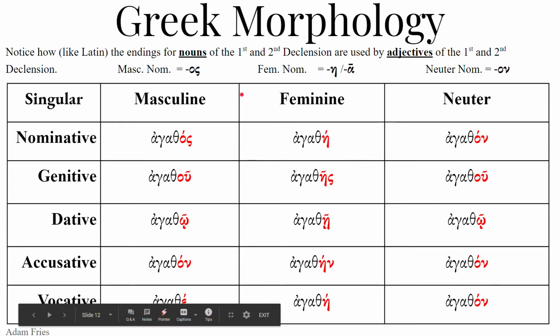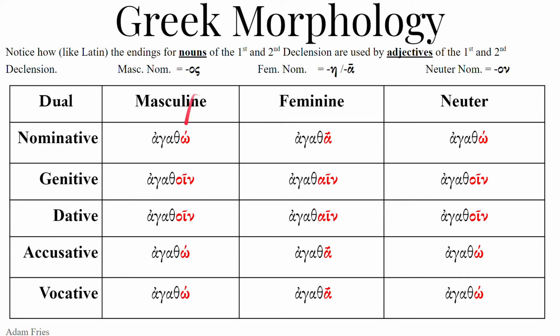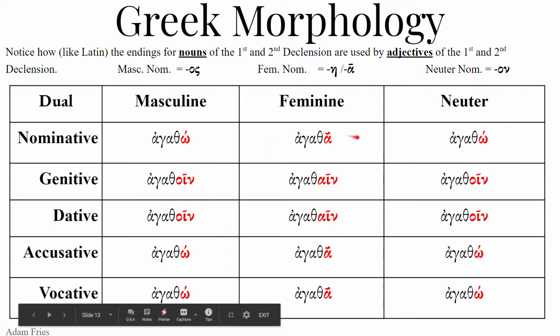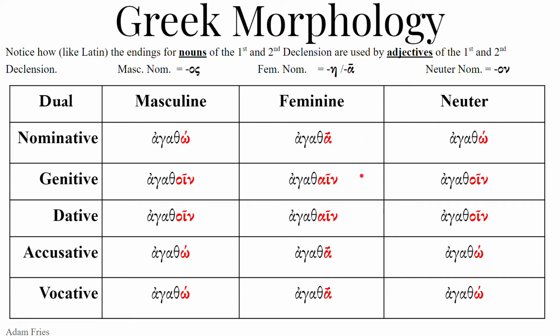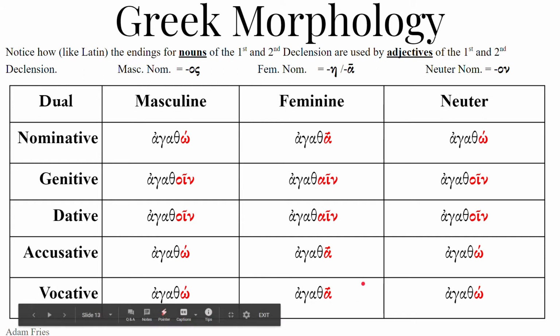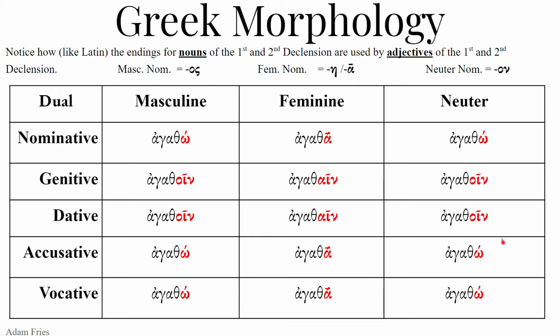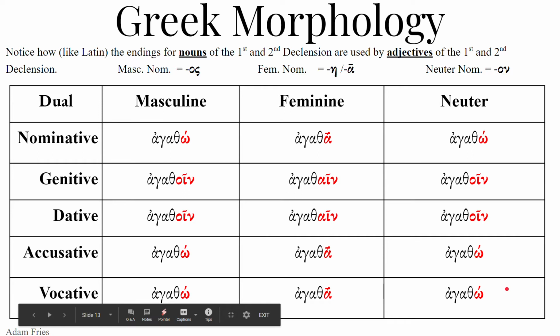Let's go to the dual. Keep in mind, second declension masculine, first declension feminine, second declension neuter. Agatho, agathoin, agathoin, agatho, agatho. Agatha, agathain, agathain, agatha, agatha. Agatho, agathoin, agathoin, agatho, agatho.